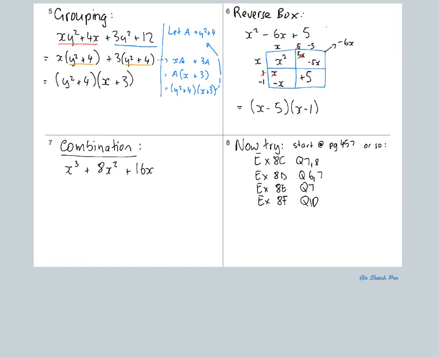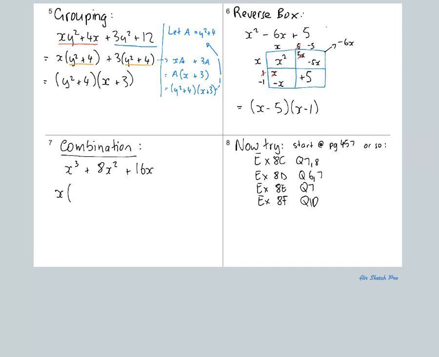x cubed plus 8x squared plus 16x. This is a combination problem in that you're going to use multiple techniques. I'll do it really quickly. You can always review the video if you need me to go through slowly. So what I do is I go through my steps. The first thing I should check for is common factors. x cubed, 8x squared, 16x. The only common factor of the coefficients is 1, so that's a bit useless because there's no coefficient of x cubed. But I see that x appears in every single one of my terms, and therefore x is a common factor. And specifically, the highest common factor is x, not x squared or x cubed. Okay, x is the highest common factor.